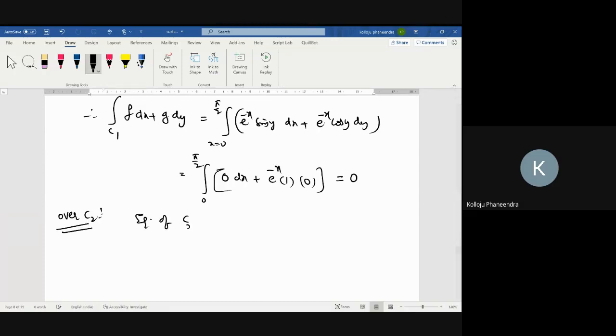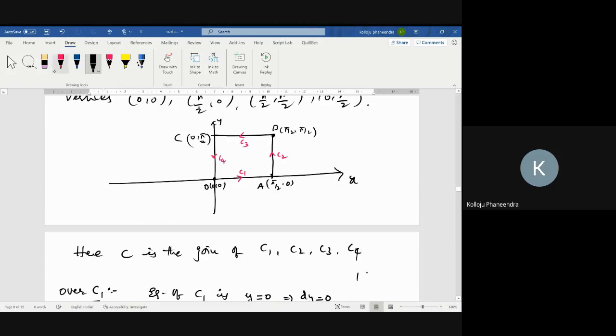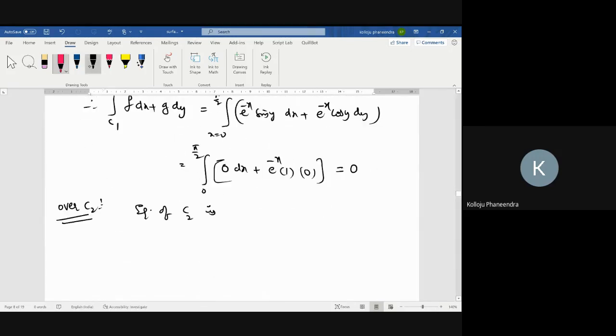What is the equation of C2? Let me write. Equation of C2. C2 is parallel to the y-axis at a distance pi by 2. So this line is x equal to pi by 2, this line is y equal to pi by 2, this is x equal to 0, and this is y equal to 0. So the equation of C2 is x equal to pi by 2.